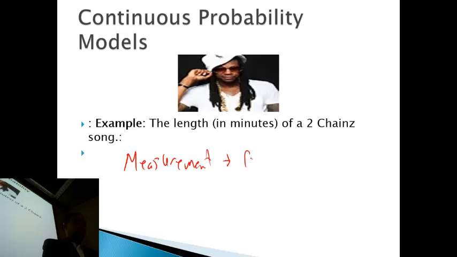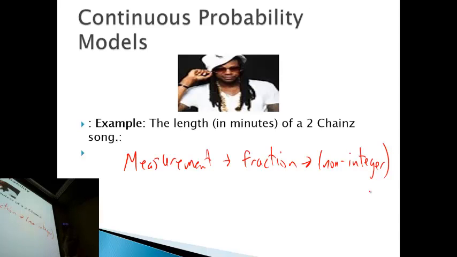And it's probably going to be a fraction in some kind of capacity. Okay? And for the most part, we can say it's going to not be an integer, right? If we try to measure his songs in minutes, they're not exactly 4 minutes or 5 minutes. And you look at your own playlist, you'll see so many minutes and so many seconds.